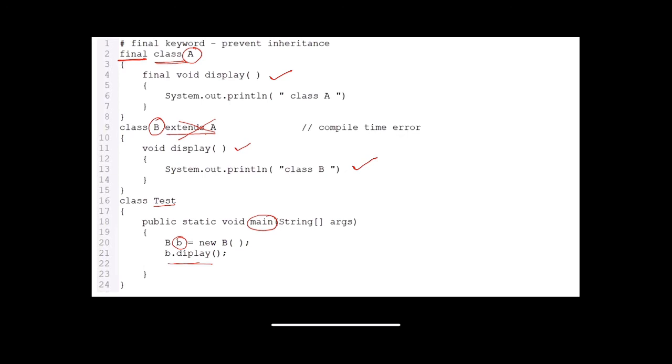Also note that in a final class, all the methods defined are also final, which means that if you're not able to inherit a class, you're also not able to inherit all the methods or the variables that are defined inside that class. So this is how the final keyword can be used to prevent inheritance in Java.